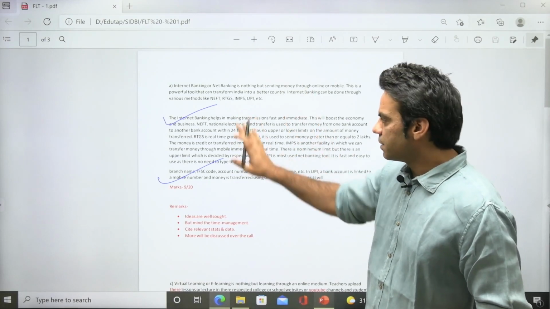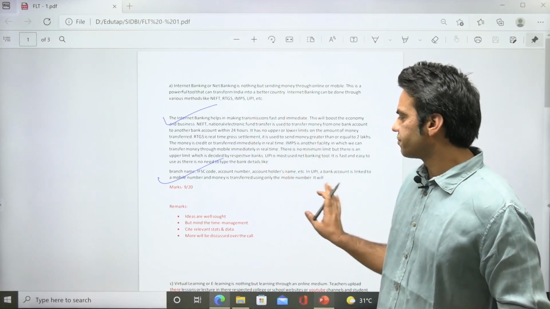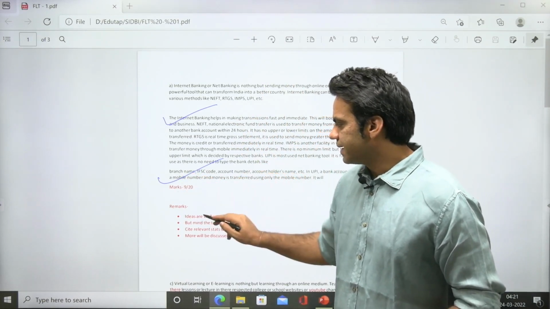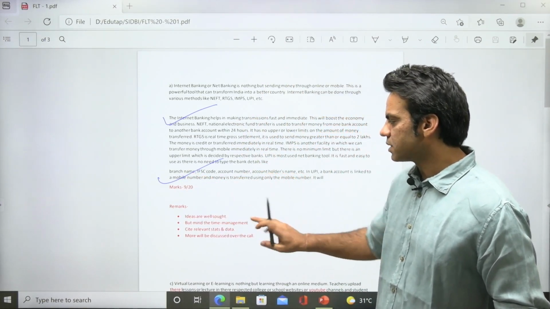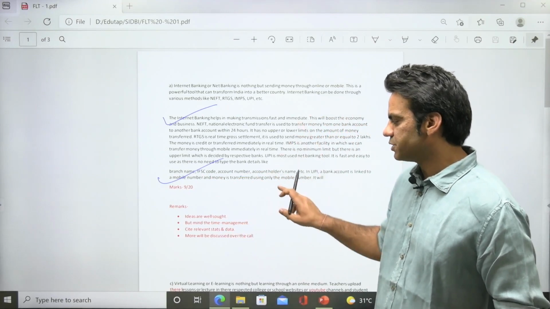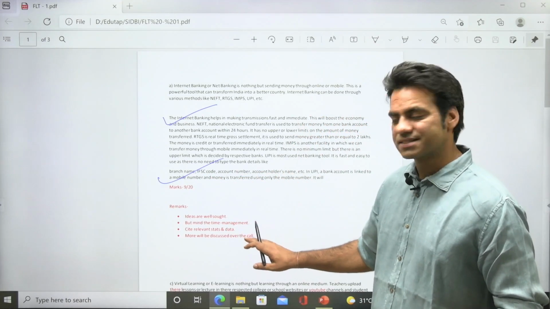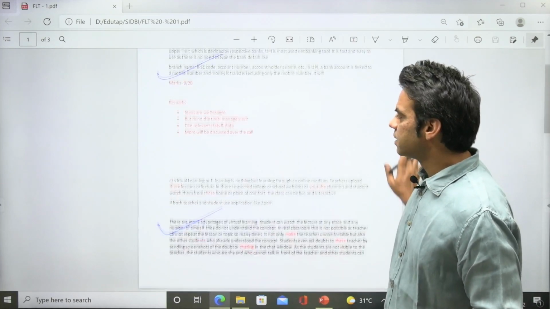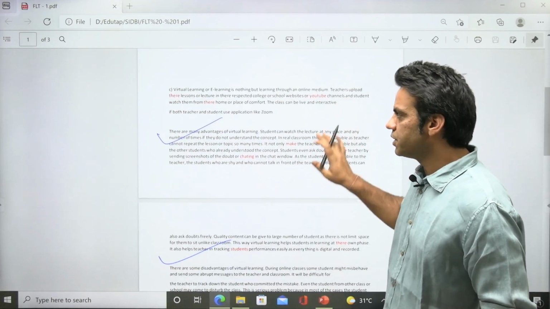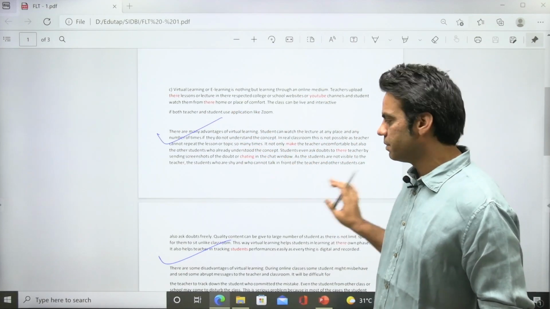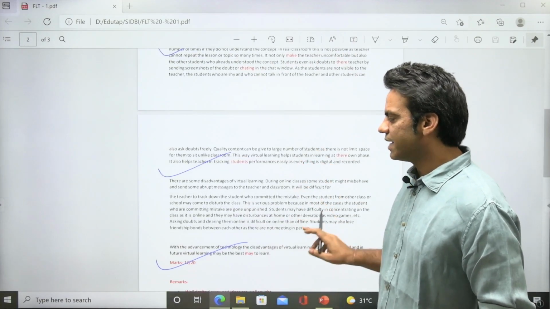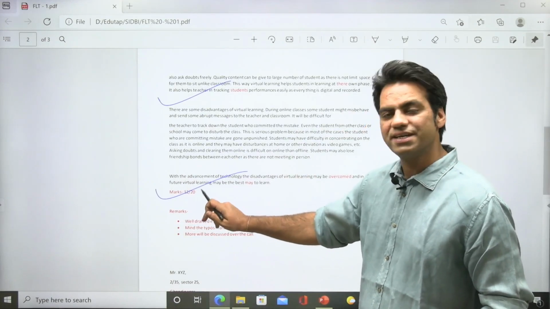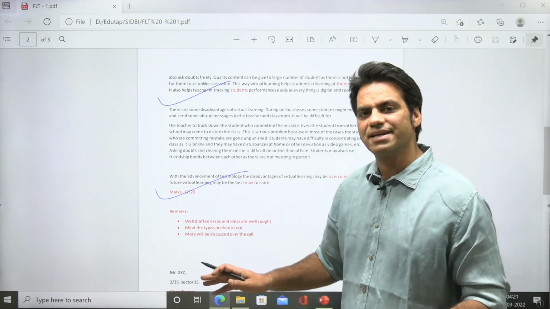So for example, this was the first essay. The student could not finish it in time, so he has been scored marks here, where he has been given remarks. Ideas are well thought out, but mind the time management. Cite relevant stats and data. More will be discussed over the call. So you will get the remarks for every question. Wherever you make mistakes, they will be marked in red, and each and every line will be evaluated, and then you will get a score out of marks exactly like in the paper.